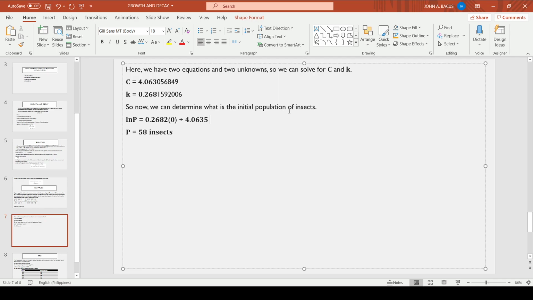So now we can determine the initial population of insects using the formula ln of P is equal to KT plus C. So ln of P, initial population, our P is unknown. Your K is given here. Then the time, since we are looking for the initial population, is obviously 0. Plus the C, which is this one. Okay, using the calculator, you can have the population as approximately 58 insects. Okay?